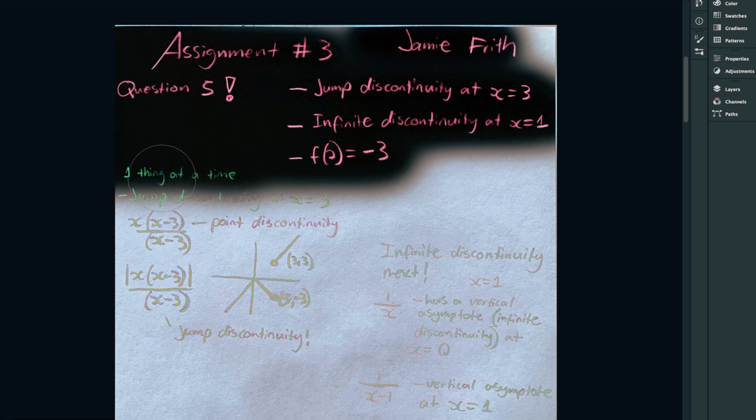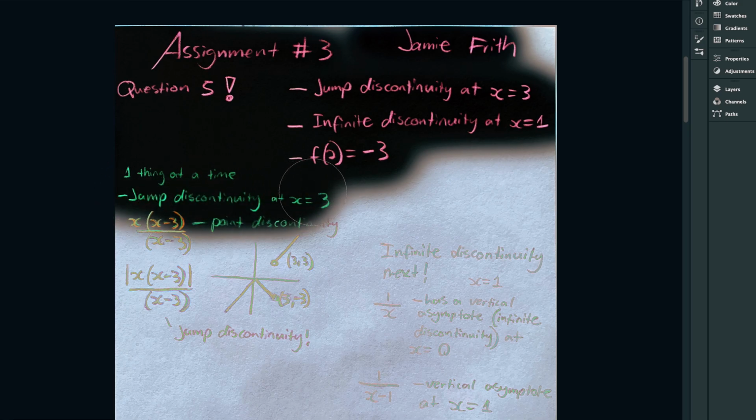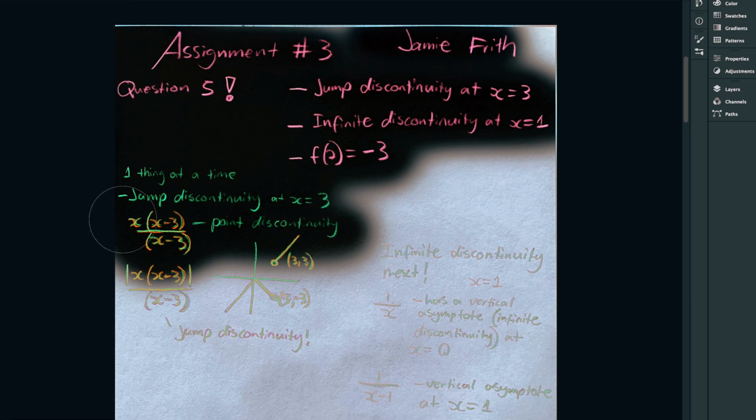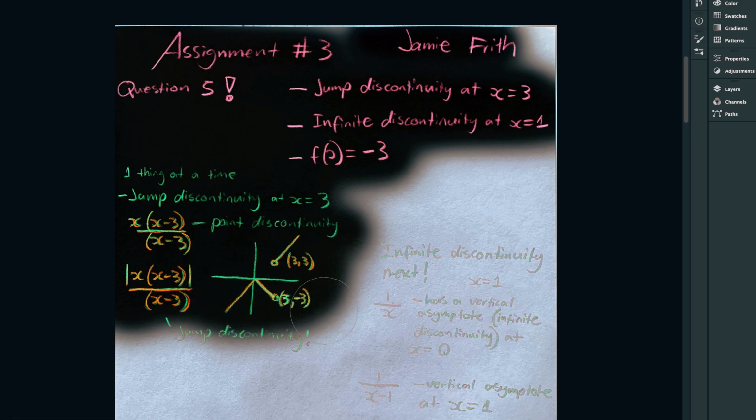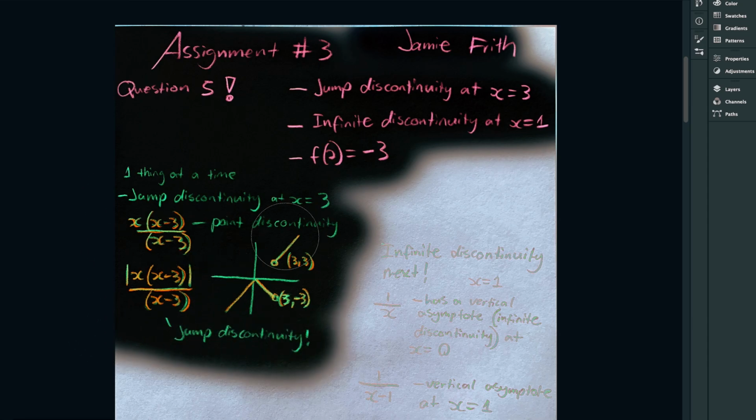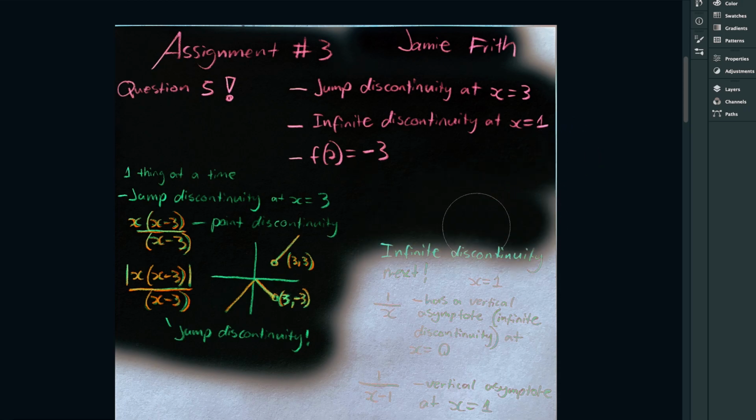So one thing at a time, I started by finding a function with a jump discontinuity at 3. So I know that if you take x and apply a babysitter and a troublemaker to it, then you make a point discontinuity. And I figured out that if you put absolute value signs around the top, then that point discontinuity becomes a jump discontinuity because the graph gets inverted between 0 and 3. So this function here created the jump discontinuity I wanted. So that was the first step I did.